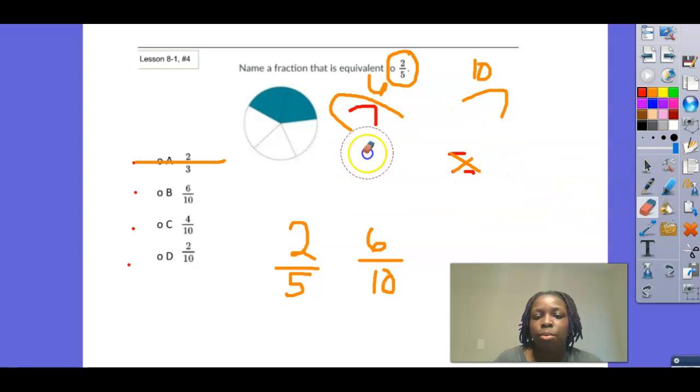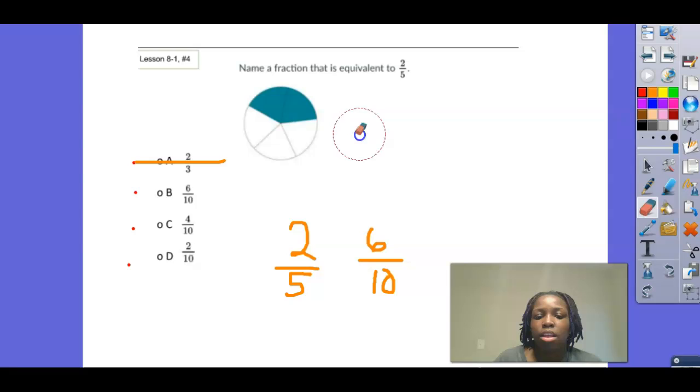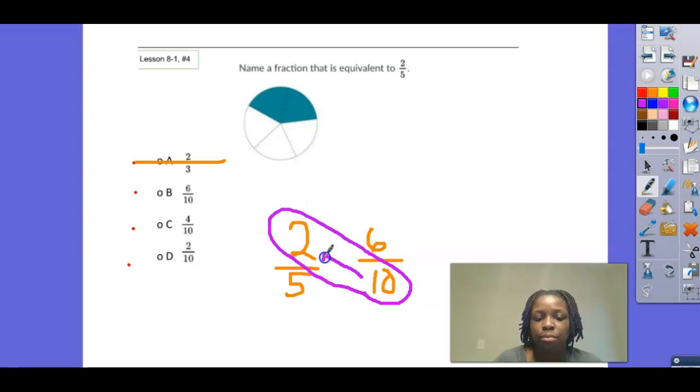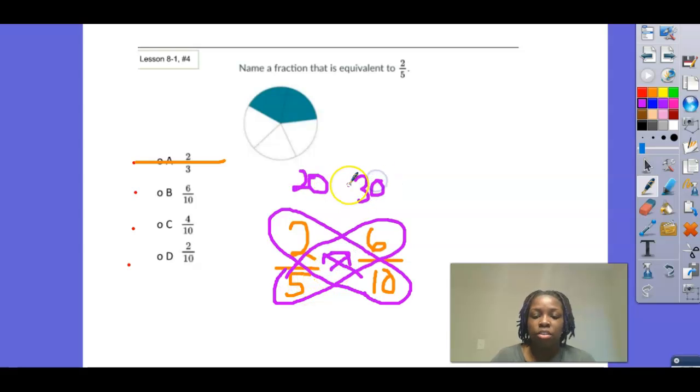I'm going to erase this so we won't get confused. And then I'm going to use the butterfly method again, right? So I am multiplying 10 times 2 first. What is 10 times 2? Excellent, 20. Then I'm going to multiply 5 times 6. What is 5 times 6? Great, 30. So obviously 20 and 30 are not the same number. So that means 2/5 and 6/10 are not equivalent.